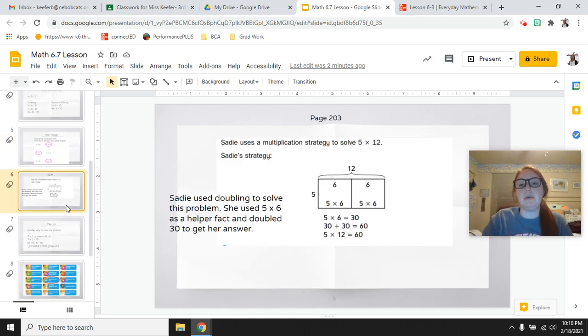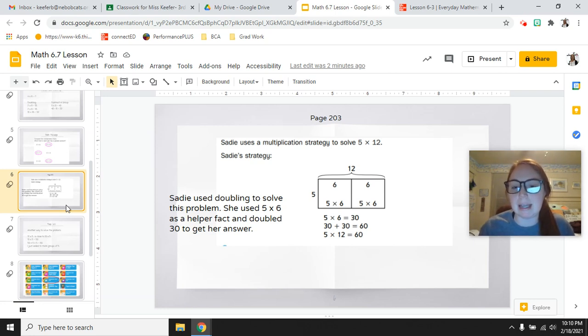Now what I want you to do is turn to page 203 in your workbook. You can pause the video while you get your work ready. Okay, so on 203, it gives you an example at the top. It says, Sadie uses a multiplication strategy to solve 5 times 12. Here's Sadie's strategy. Remember I said we were going to get into those bigger factors, but this is where it starts. So 5 times 12.